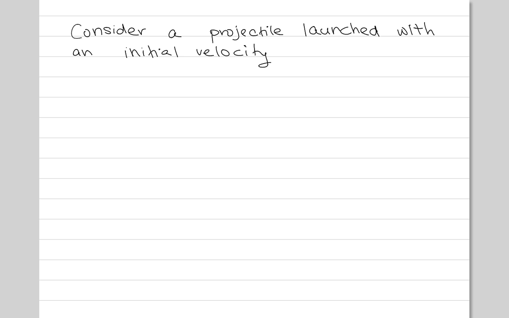Okay? So consider a projectile that's launched with an initial velocity of 50 meters per second at an angle of 60 degrees with the horizontal.